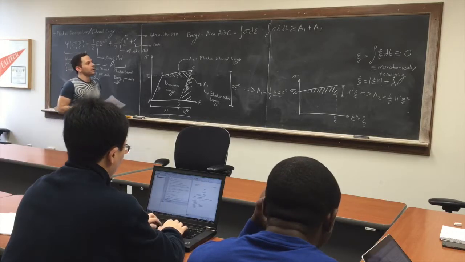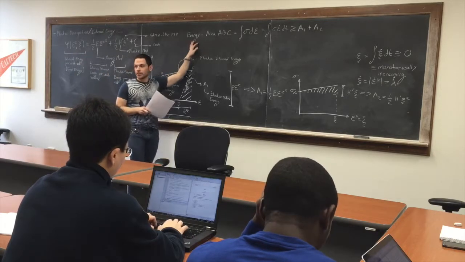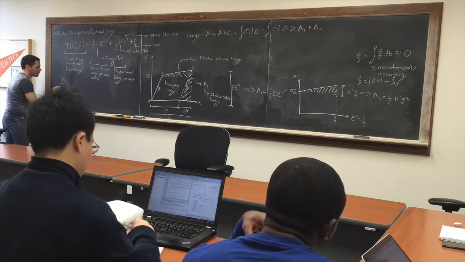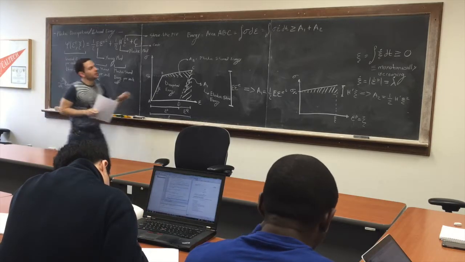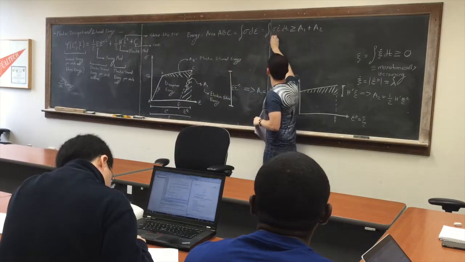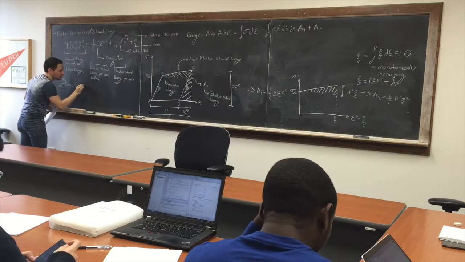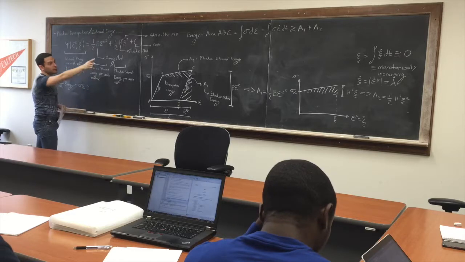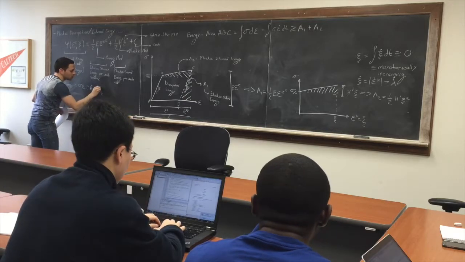If I want to compute the power, how do I get the power? Power is the time derivative of the energy, right? The rate of change of energy. So the rate of change of the energy from this expression here is what? The time derivative of this integral, which shows what we have inside. So sigma epsilon dot is greater or equal than A1 dot plus A2 dot.